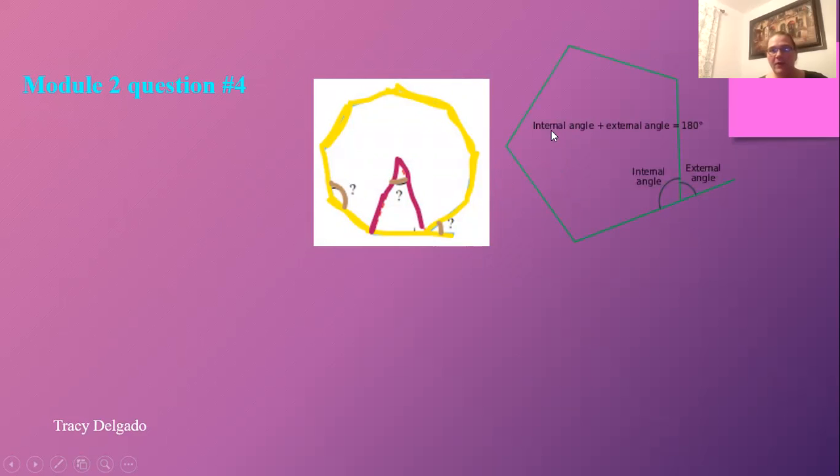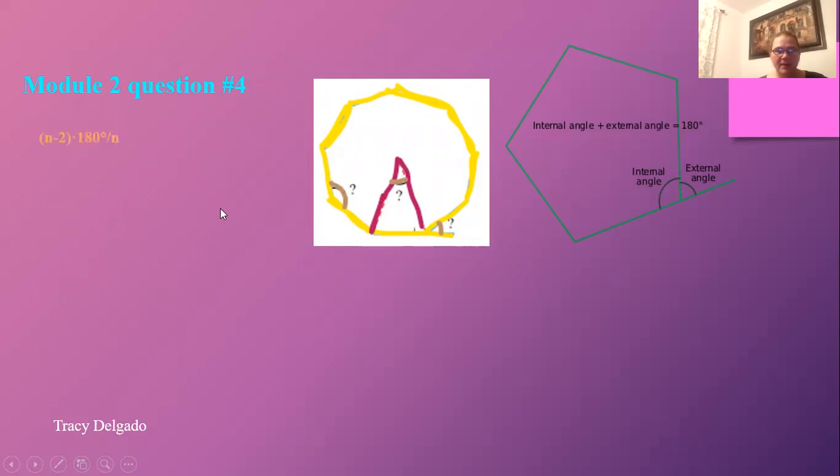The formula is internal angle plus external angle equals 180 degrees. An internal angle is simply what it says. Internal means inside, the angle's inside. And our external angles, exterior angles, will be this one represented out here on the outside. And our central angle will be exactly what it is, this one right here.